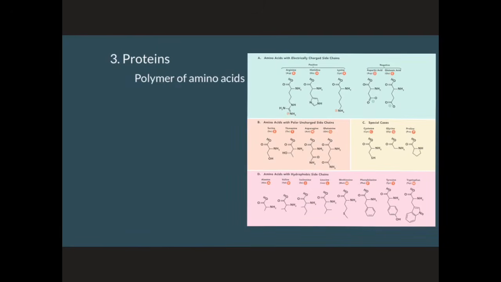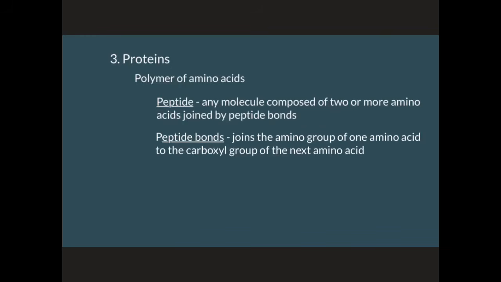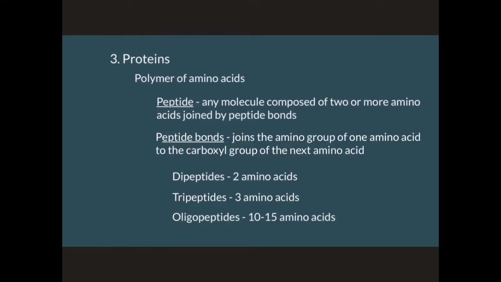Amino acids are put together to make proteins. Any molecule that is composed of 2 or more amino acids joined by peptide bonds is referred to as a peptide. These peptide bonds are used to join the amino group of one amino acid to the carboxyl group of the next amino acid. They are formed by dehydration synthesis. Peptides are named for the number of amino acids. Dipeptides have 2 amino acids, tripeptides have 3, and oligopeptides have fewer than 10 to 15. Polypeptides have more than 15, and then finally proteins have more than 50 amino acids.